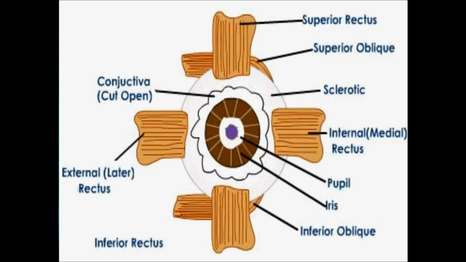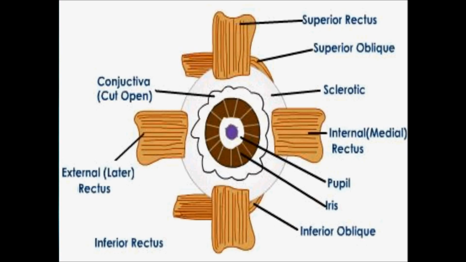Please note that the superior rectus moves the eyeball upward and inward. Whereas the inferior rectus, this one is your inferior rectus. This superior rectus moves the eyeball upward and inward, whereas inferior rectus moves the eyeball downward and inward. Okay, I hope first pair of muscle is clear to you all.